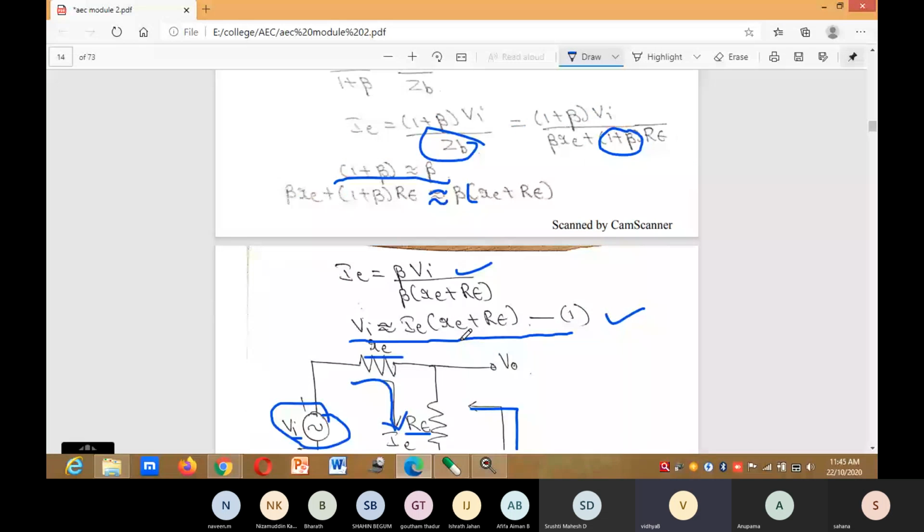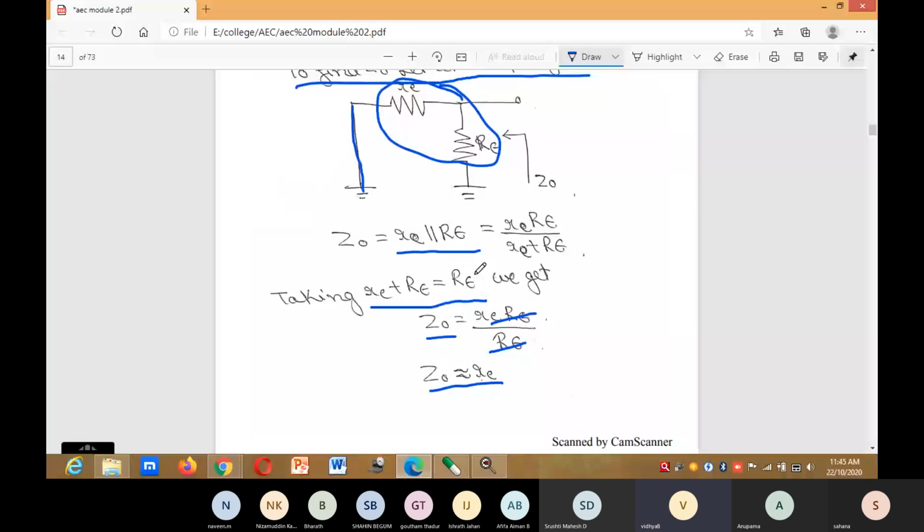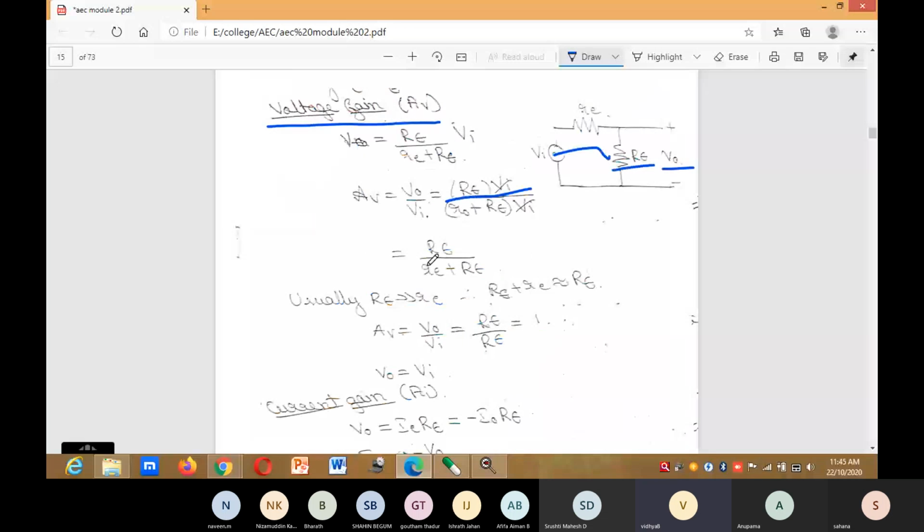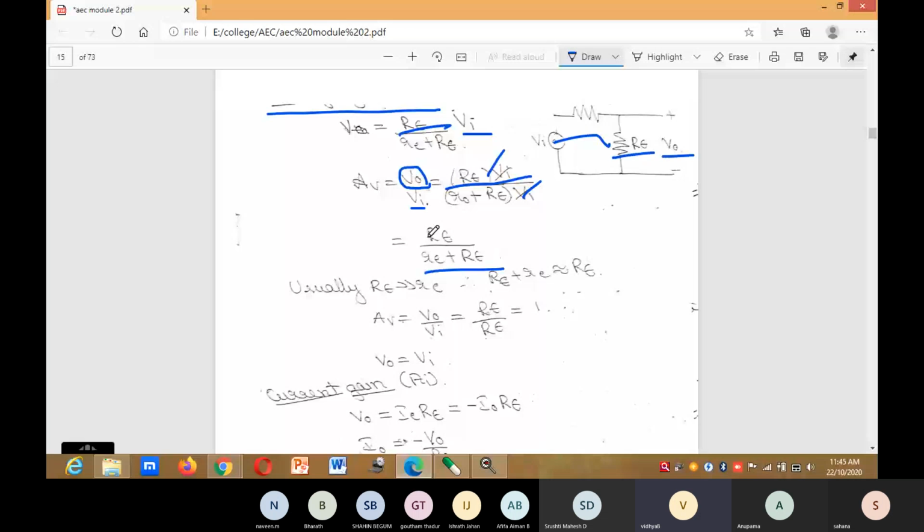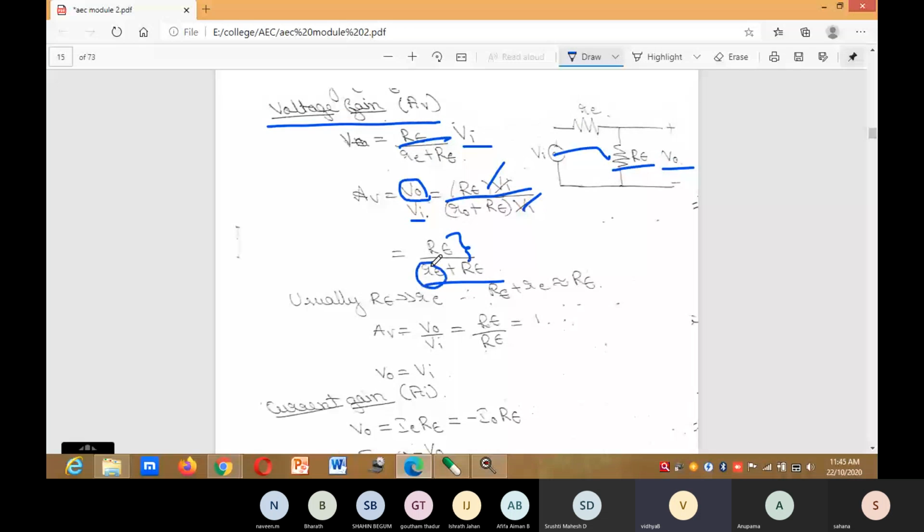You substitute the values of V0 and Vi. You will get RE divided by small re plus capital RE. V0 is equal to RE divided by small re plus capital RE times Vi. Vi gets cancelled, so you are left with RE divided by RE plus small re plus capital RE. While writing you need to concentrate, because small re is the small emitter resistance and RE is a different one.